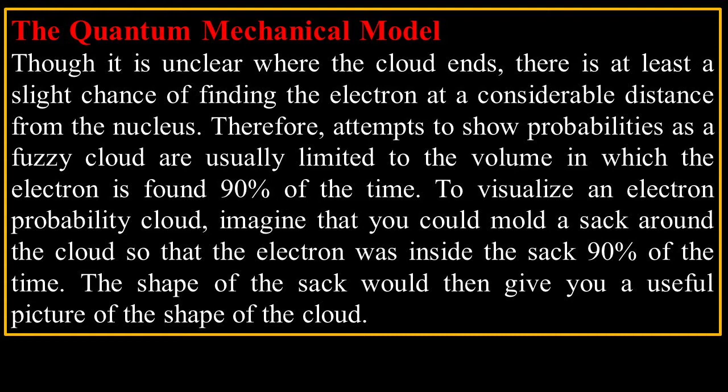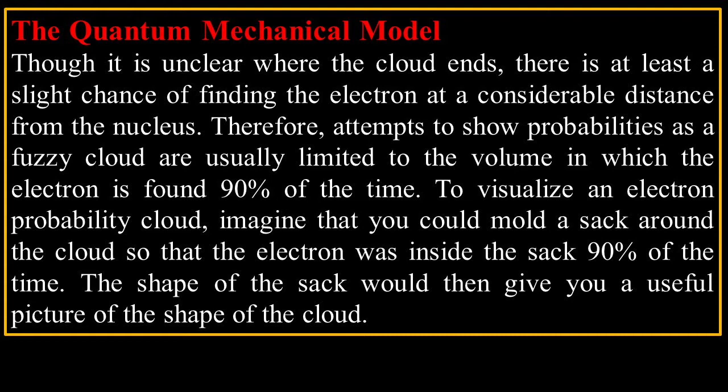Though it is unclear where the cloud ends, there is at least a slight chance of finding the electron at a considerable distance from the nucleus, relative to the size of the nucleus. Therefore, attempts to show probabilities as a fuzzy cloud are usually limited to the volume in which the electron is found 90% of the time. To visualize an electron probability cloud, imagine that you could mold a surface around the cloud so that the electron is inside it 90% of the time. The shape of the surface would give you a useful picture of the shape of the cloud.